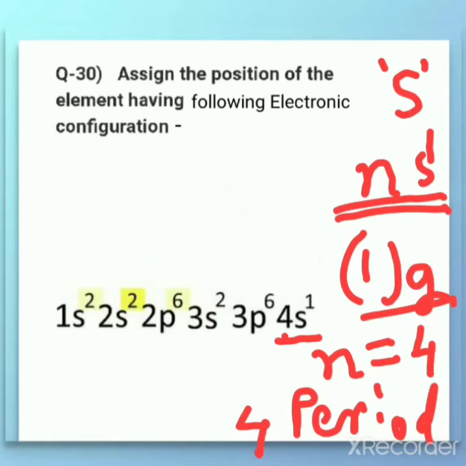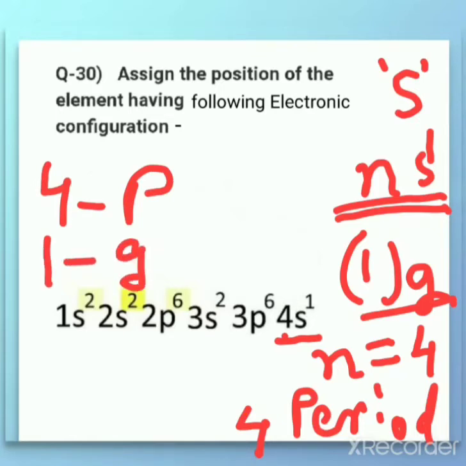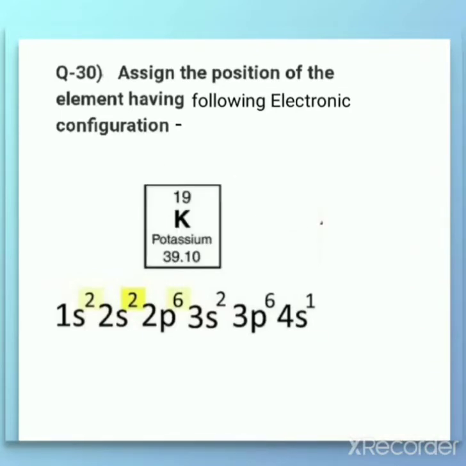So we can say that this element, in which the electronic configuration is given, belongs to the 4th period, and we can say that it belongs to the first group. Now take out the periodic table. Could you find out which element this is? That is potassium. Potassium is the element which belongs to the first group and the 4th period in the modern periodic table.